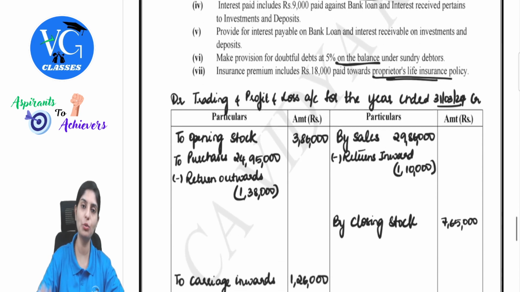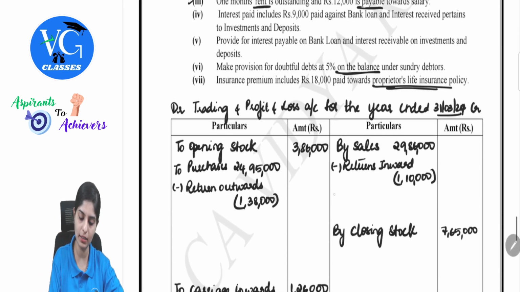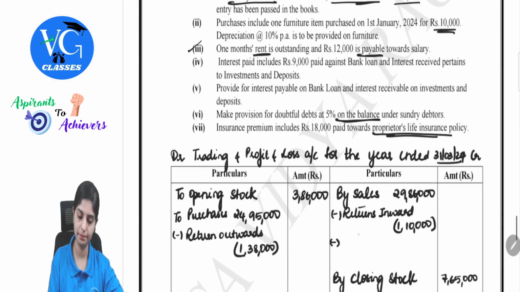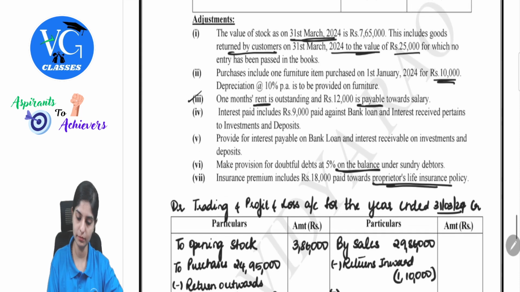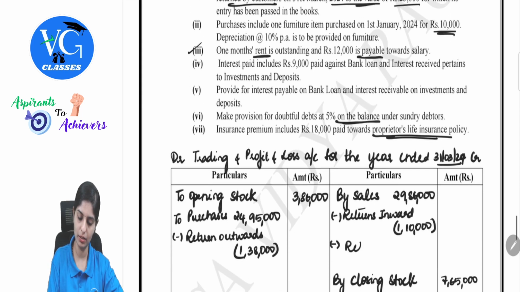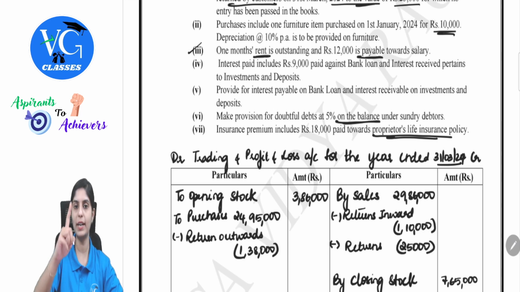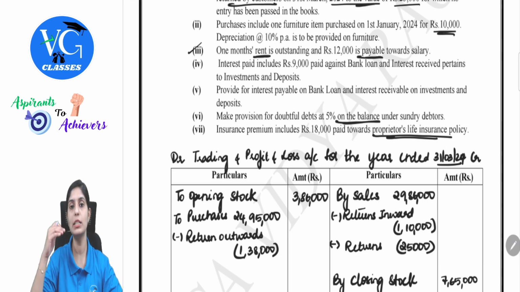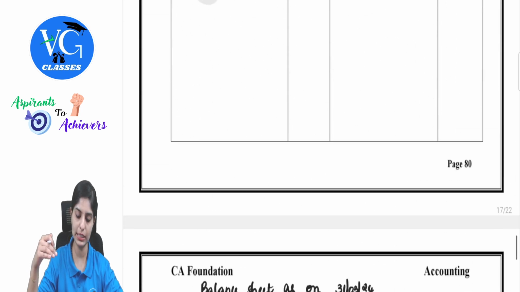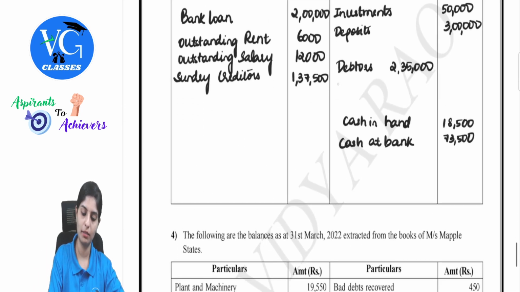So, first we will have to record this as sales return, minus returns 25,000. This is one treatment. One more, because when sales return happens, the debtors balance comes down. So we will also reduce debtors, minus returns 25,000.